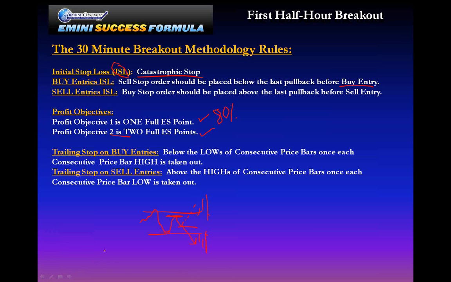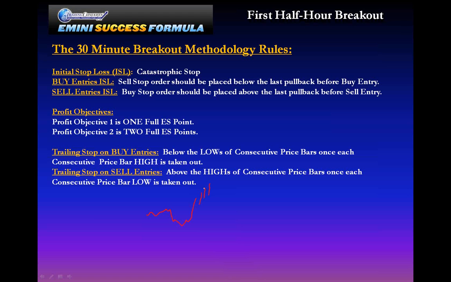let's see. Let me erase these. Here we go. Trailing stop. So let's just say market's doing nothing. That's first half hour. It breaks up through the high. Okay. A trailing stop would be if I'm getting consecutive higher highs and higher lows.